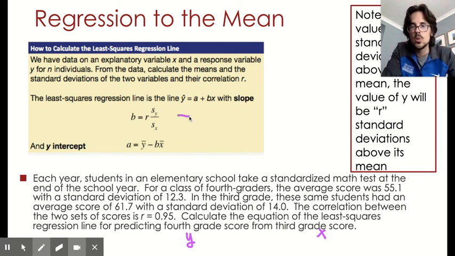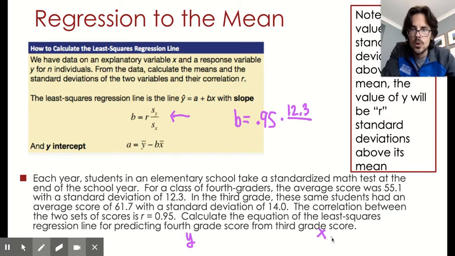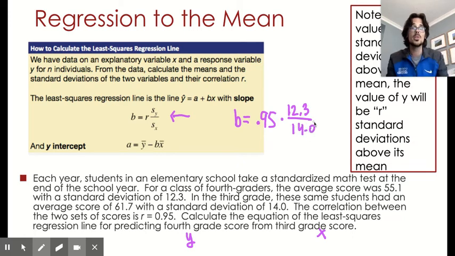So the first thing I'm going to do is calculate the slope for my line. And the slope is going to equal, I take my r, which they say is 0.95, and I multiply that by the ratio of the standard deviations. The standard deviation for y, which is fourth grade, is 12.3. And the standard deviation for the third graders is 14.0. And all I'm going to do is just multiply that out. 0.95 times 12.3 divided by 14. And that gets me a 0.835 if I round. So the slope for my LSRL is about a 0.835.